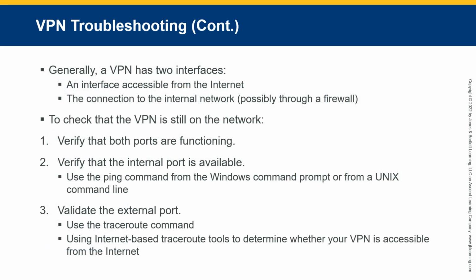So let's go ahead. Remember, a VPN is going to have two interfaces. One that's connected to the internet. The other one goes into the internal network. It could go through a firewall or something like that. First thing you want to do is check the VPN is still on your local network. So you ping that. You want to check it from the internet, see if you can still connect to it on the internet. If one of them's available and the other one's not, you kind of know where to start going.